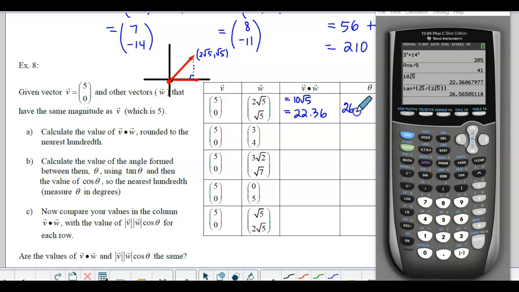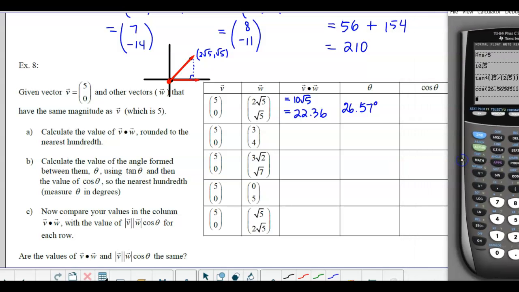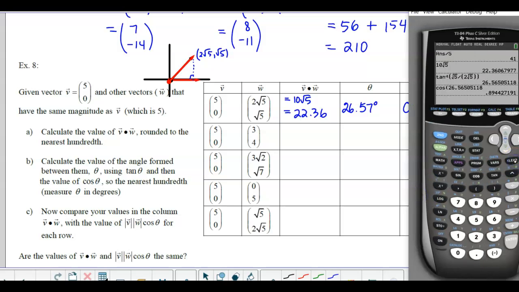So 26.57 degrees. Now, while it's in your calculator, calculate the value of cos of that angle. So now cos of that angle is 0.89 to 2 decimal places. Okay, so just run one row. Everyone okay with that? In degree mode?